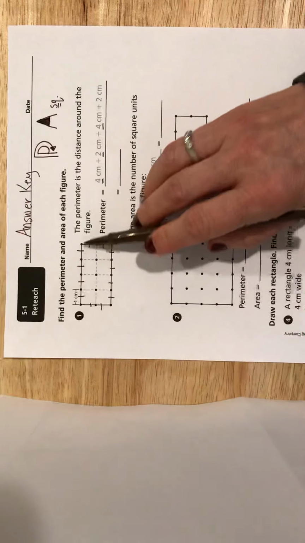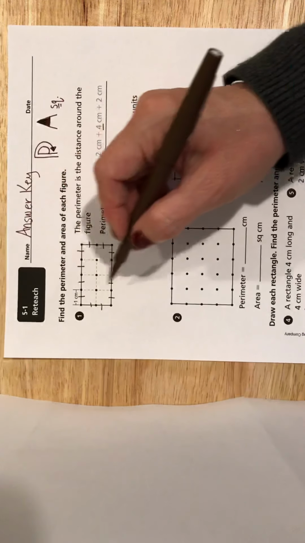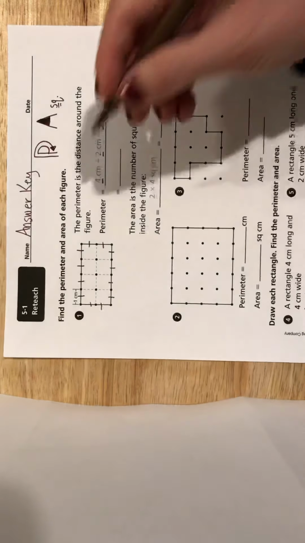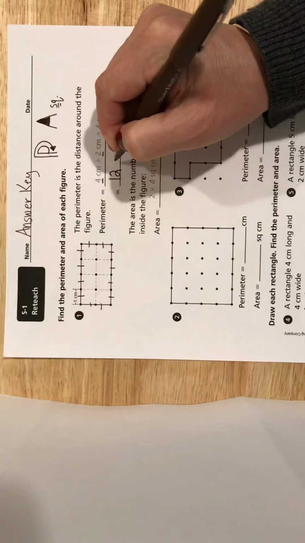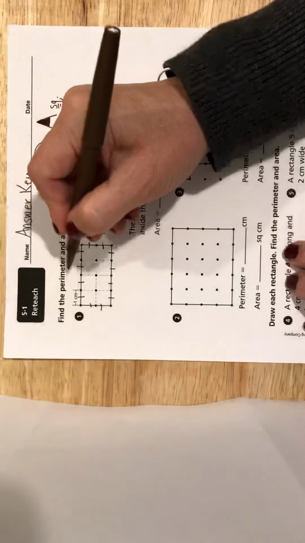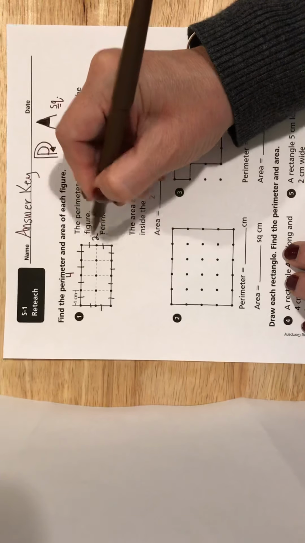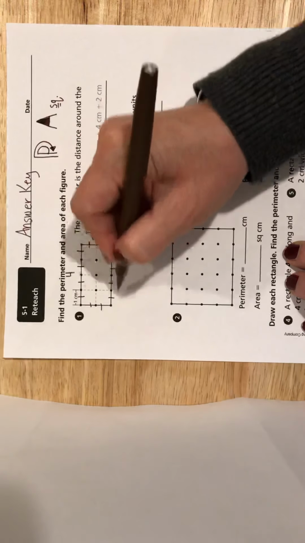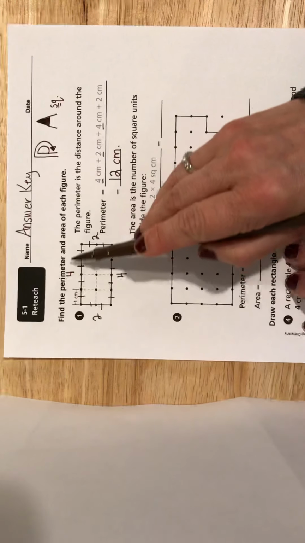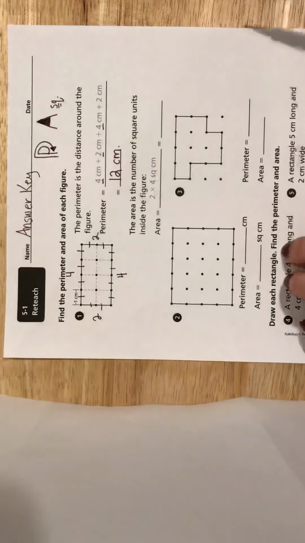So if I count all of those spaces up around the outside, I have 4 plus 4 is 8, plus 2 is 10, plus 2 more is 12. So my perimeter would be 12 centimeters. So this would be 4 spaces on this side, 2 here, 4 here, and 2. And remember, like our P, we're adding up around the outside to get perimeter. So that's how we came up with 12.